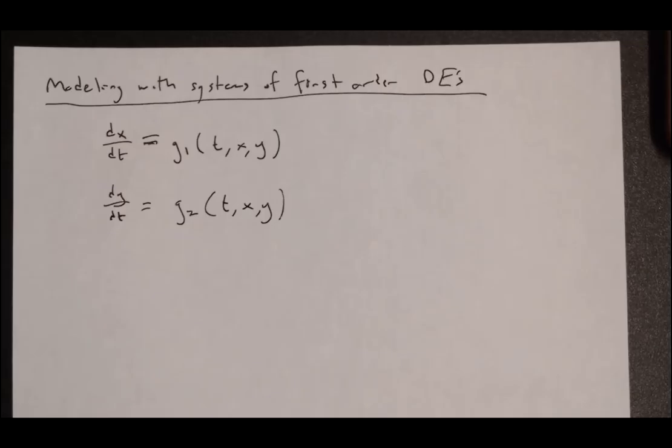So here is an example of what I mean by such a system. I have two different functions, x of t and y of t. They not only depend on t, but they depend on each other as well. So my function g1 is some function which is linear in t and x and y. So we have to be linear in all of our variables.